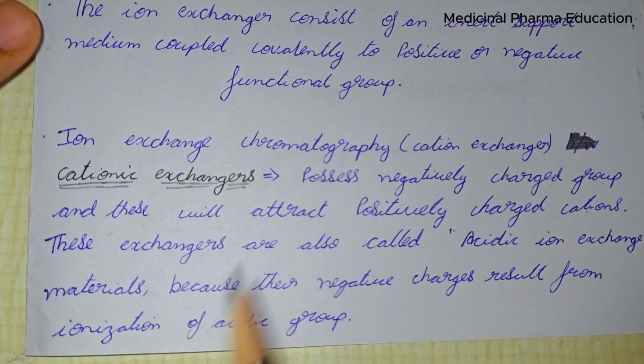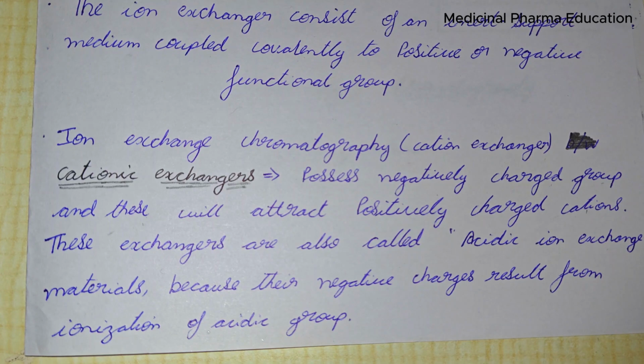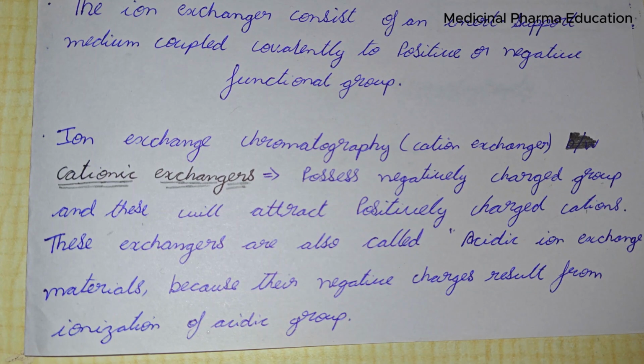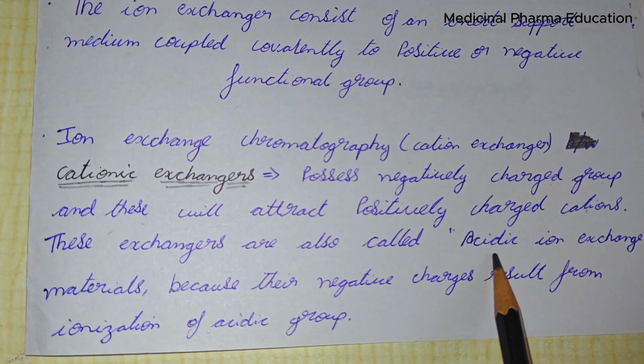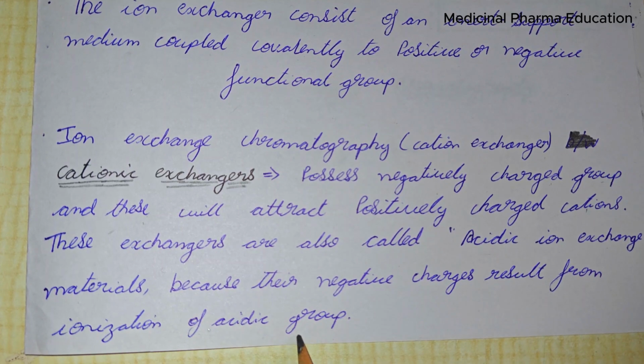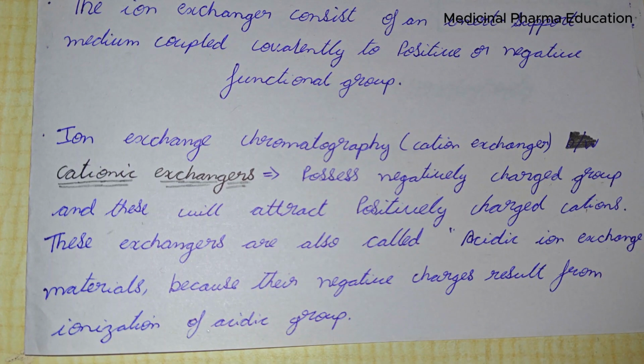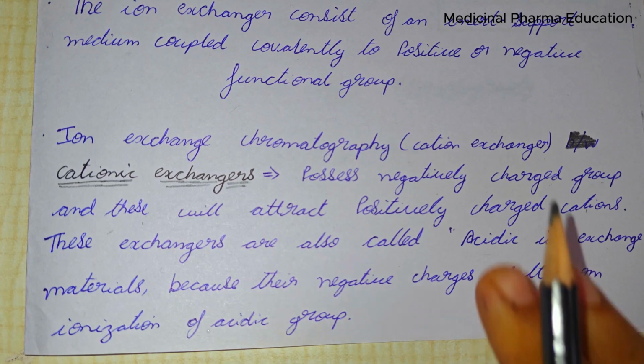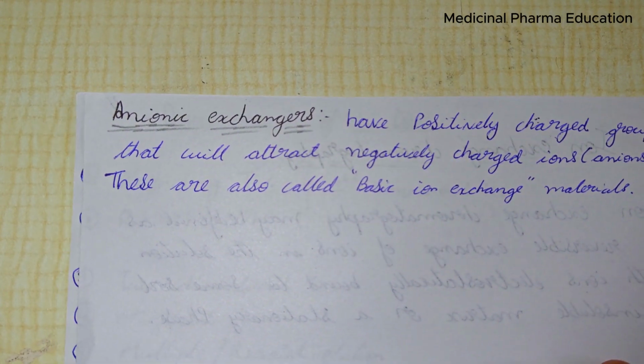See, cation exchangers have negatively charged groups which will attract positively charged ions, because negative-negative means it repels, positive-negative means it attracts. Like charges repel, unlike charges attract. That's the concept here. It's also called an acidic ion exchanger because there is ionization of an acidic group. By this you can understand what is meant by cationic exchangers. I hope you have understood.